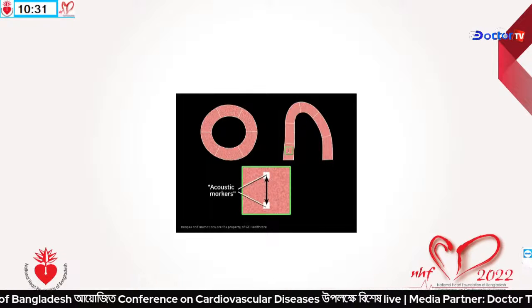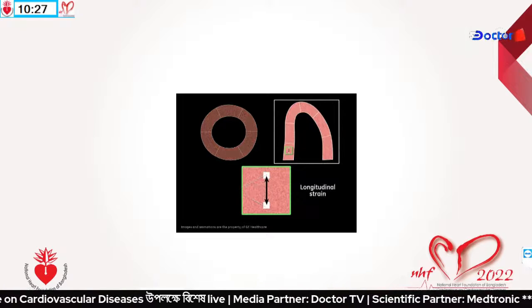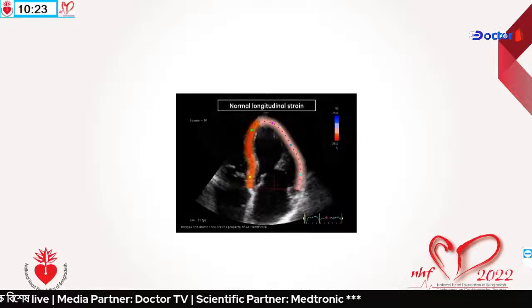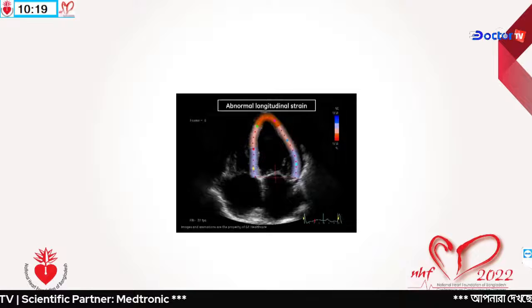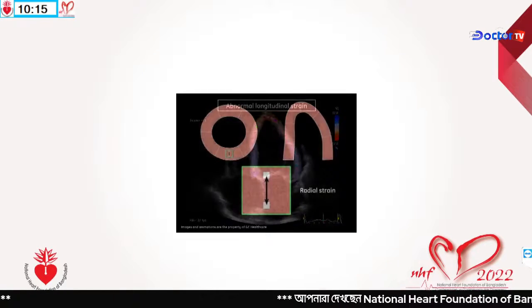Here on the four chamber view, you will see that the normal longitudinal strain is represented by the bright red color, followed by pale color in the basal and mid segments representing abnormal longitudinal strain.